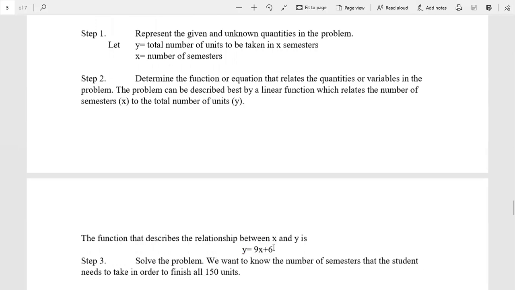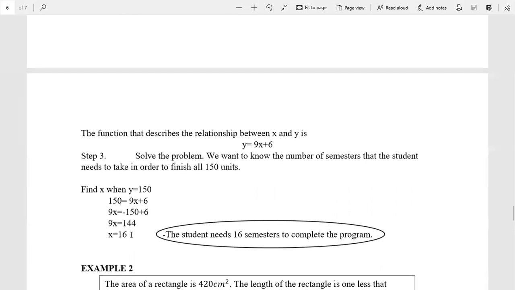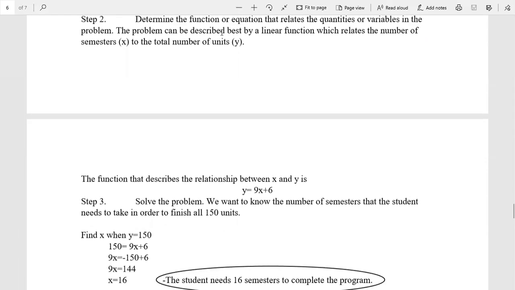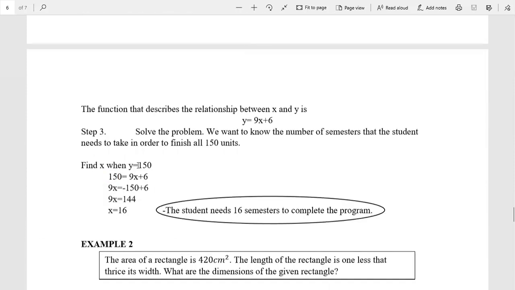So step 3, solve the problem. We want to know the number of semesters that the student needs to take in order to finish all the 150 units. So find x. When y is equal to 150, we have 150 equals 9x plus 6. Since we are looking for x, we substitute into 9x plus 6.